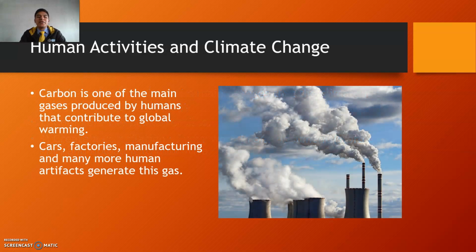So let's start with our topic: human activities and climate change. By the way, this is lesson number 4, the last topic of the book, I think. So, carbon is one of the main gases produced by humans that contribute to global warming. Cars, factories, manufacturing, and many more human artifacts generate this gas. So what happens is that a lot of the things that we consider normal activities from our daily lives include the production of carbon.